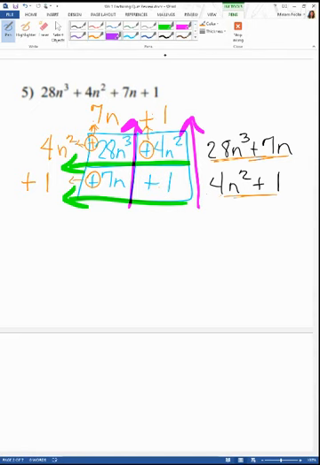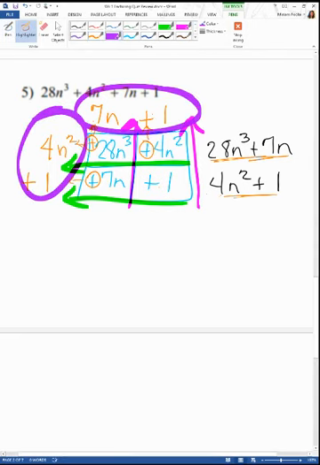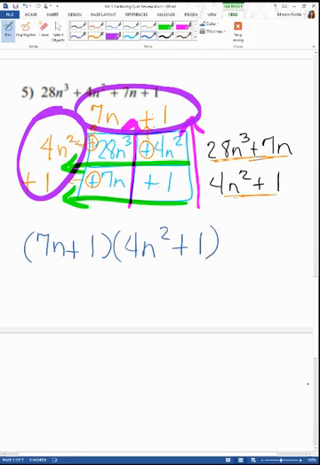Let's use a different color here. These are my factors. I cannot leave it like this. I have to complete the problem. So if I am completing the problem, I put it in factor form. It does not matter if I choose the top factor versus the side factor. Doesn't matter which order. Signs matter.